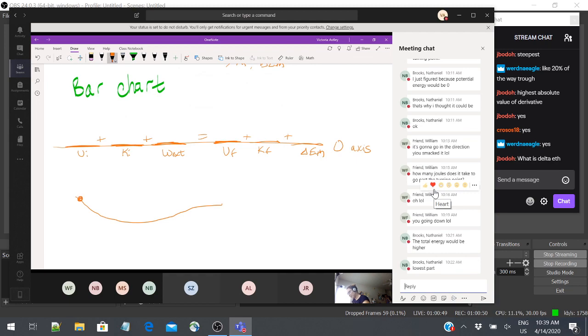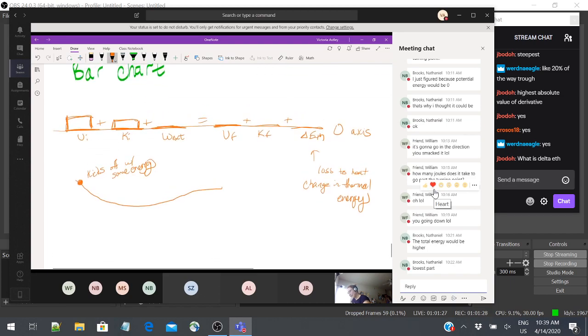So in our example with a longboarder, let's say he starts here and he kicks off with some energy. So he starts with some potential energy. He starts with some kinetic energy. Let's say there's no sail, no external work. Delta E_TH is change in thermal energy. You can think of this as loss to heat or change in thermal energy.